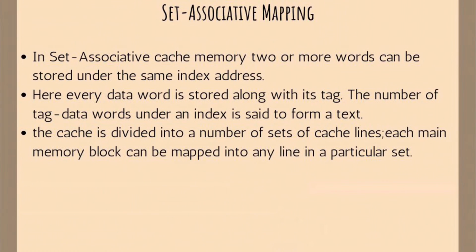The last one is set associative mapping. In set associative cache memory, 2 or more words can be stored under the same index address. Here every data word is stored along with its tag. The number of tag data words under an index is said to form a set. The cache is divided into a number of sets of cache lines. Each main memory block can be mapped into any line in a particular set.